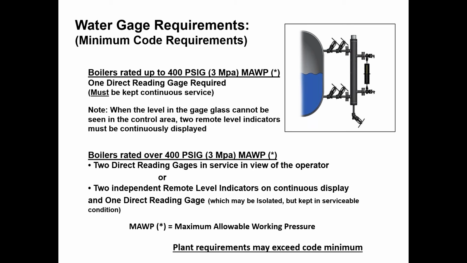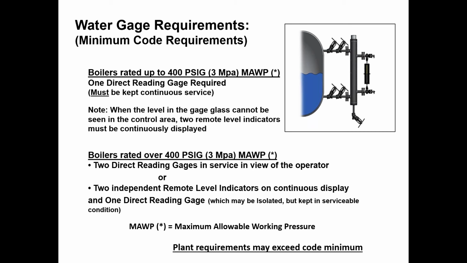These days, we've got an operator sitting in a nice, comfortable, air-conditioned control room, like I showed you on that first slide. And what is required by code is they must have 2 independent, separate level indicating devices on continuous display. In addition to that, they must have a functional gauge glass. The gauge glass may be valved off, but it must be kept in good working order.